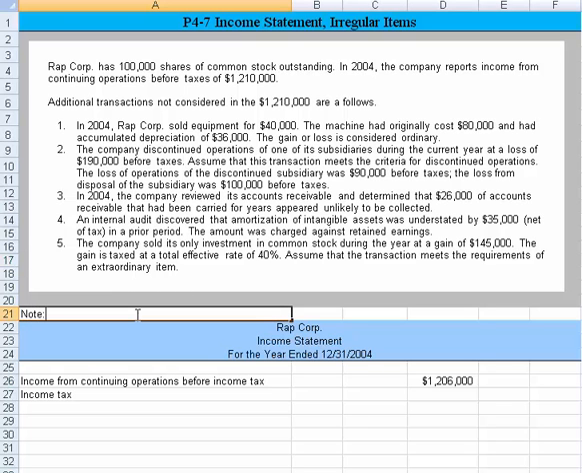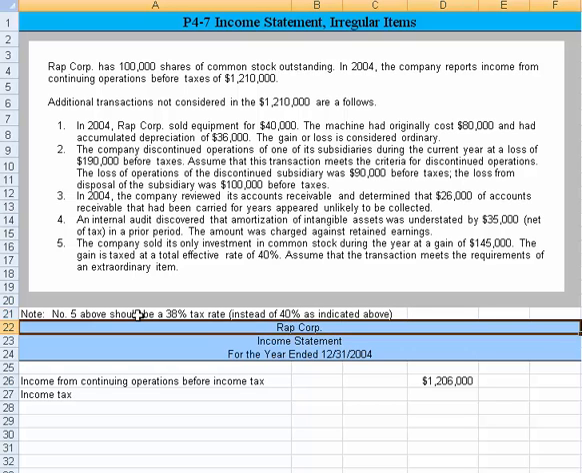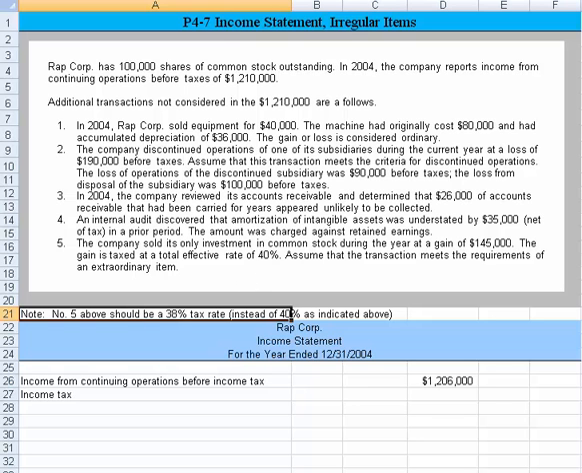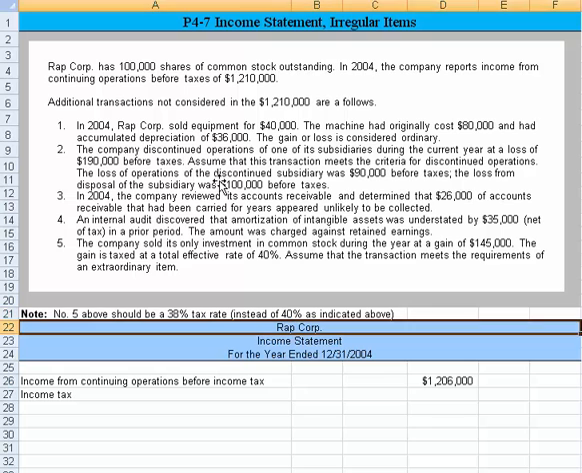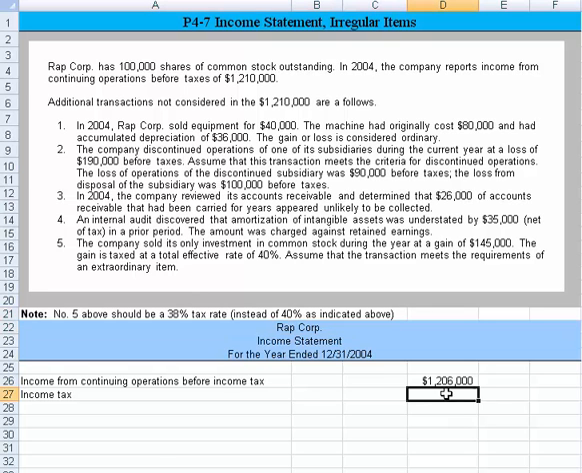So let me just jot in a note. Number 5 above should be, we're going to use 38%, a 38% tax rate, I'll say, instead of 40% as indicated above. Okay, so I'll just sort of point that out, and then we'll solve this assuming it's a 38%.